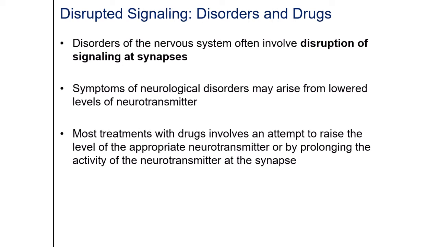So how do you fix something like that? Well, if you don't have enough neurotransmitter of a particular type, then the logical thing to do is to try to increase the level of the missing neurotransmitter. But as I will explain in the next example, that's not always possible. And so we will try to prolong the activity of the neurotransmitter at the synapse. Okay, so if we cannot boost the level of neurotransmitters, then maybe we can prevent their breakdown at the synapse and thereby prolonging their effects.